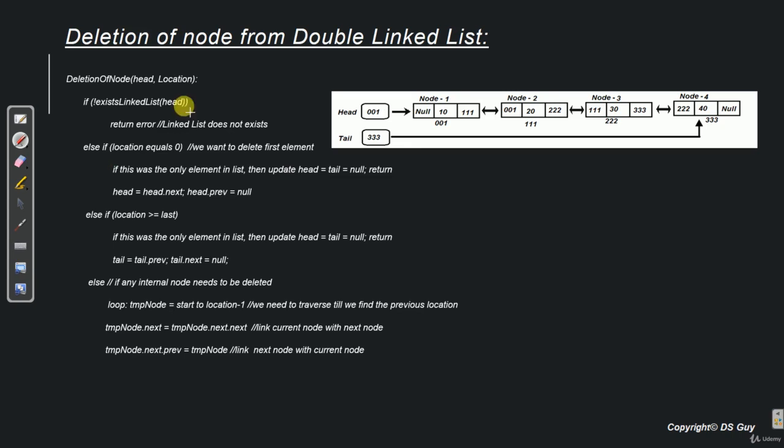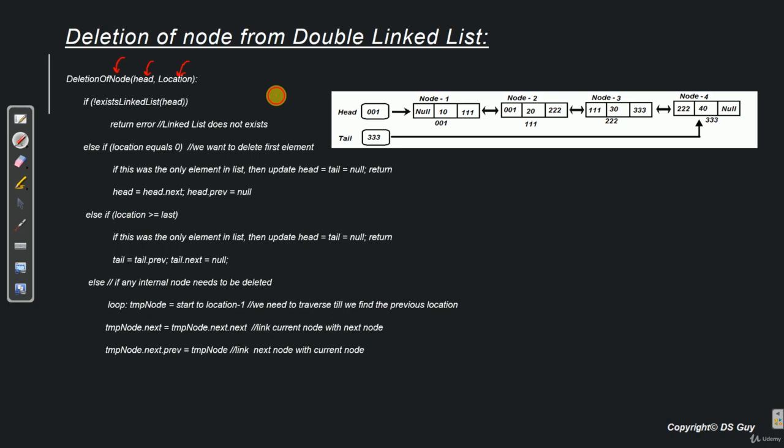Hey guys, welcome back. So in the last video we saw how to delete a node from a doubly linked list. Hope the concept was clear. Now in this video, let's see what the algorithm for it looks like. So the name of the method is deletion of a node. It takes the head reference and the location of the node that needs to be deleted.